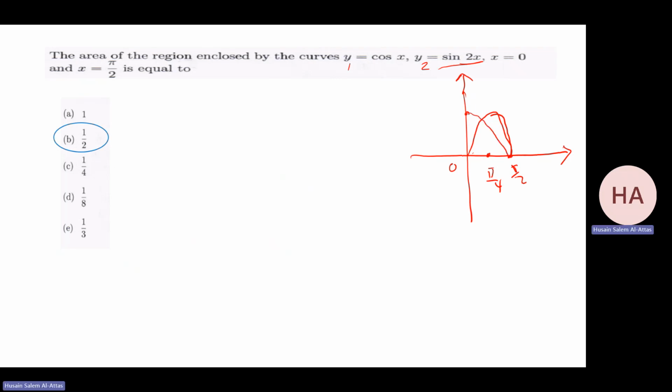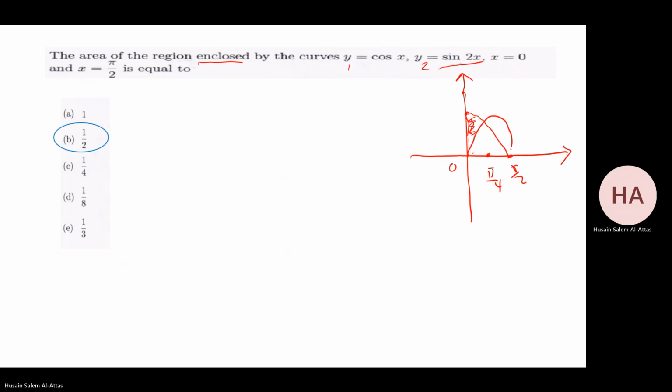Okay. And he wants the region enclosed by the curves x equals 0. So I have this x equals 0, this is x equals 0, and x equals pi over 2, which gives me this. So I have these two areas. I don't know if it is very clear or not.